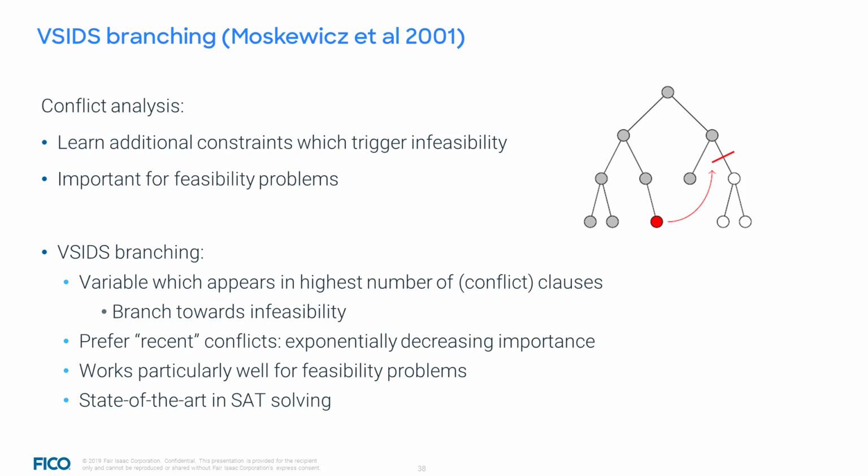VSIDS branching branches on the variable appearing in the largest number of such conflict constraints. In other words, it keeps statistics of how much impact a variable has for triggering local infeasibility. VSIDS is the state-of-the-art branching rule in SAT solving.